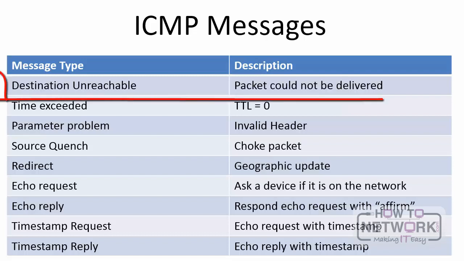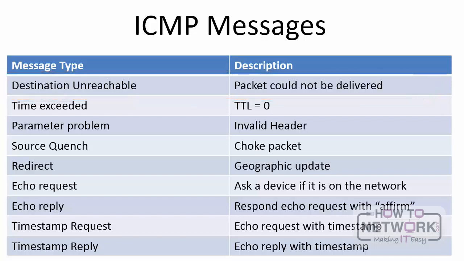The first is destination unreachable, which you probably are already aware of. If a packet enters a router which is destined for an address that the router has no idea how to reach, the router will let the sender know by sending a destination unreachable ICMP message back to the sender.